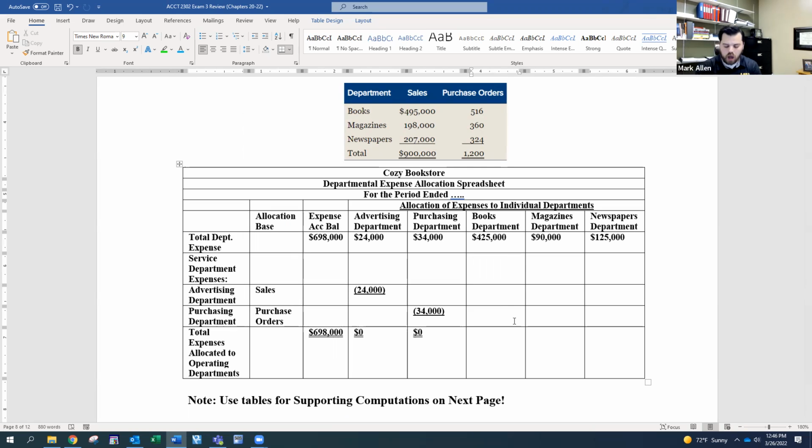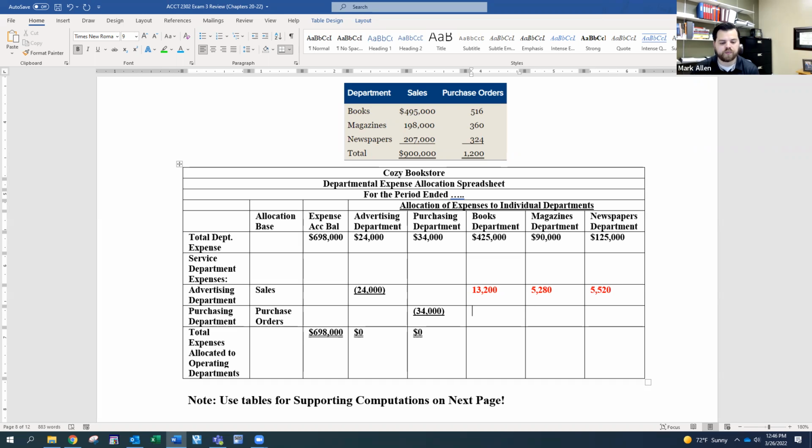So here we go. Under my books department, on that advertising department line, I'm going to enter 13,200. For my magazines, I'm going to enter 5,280. For my newspapers, 5,520. These are the numbers we computed for each department on the other page.